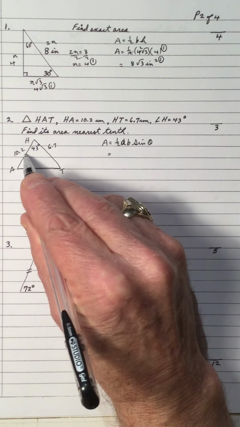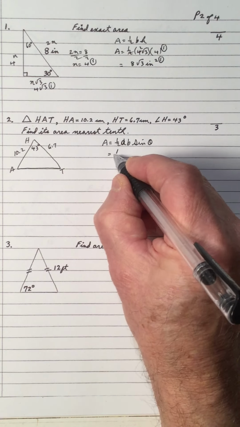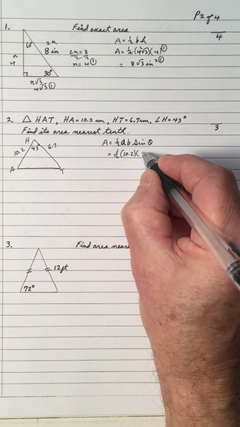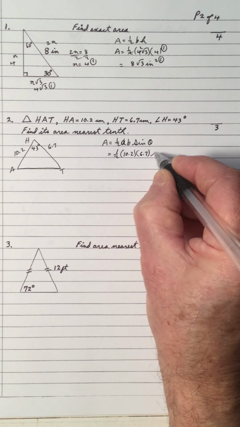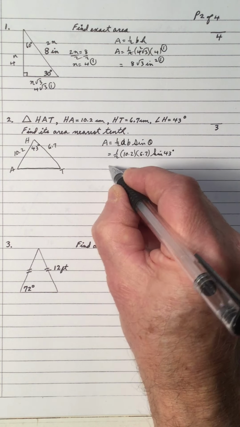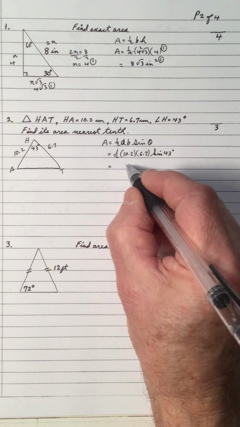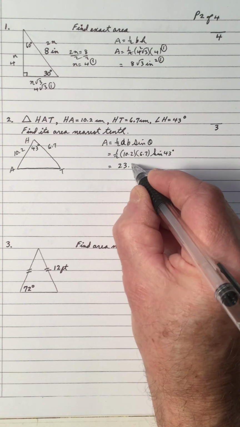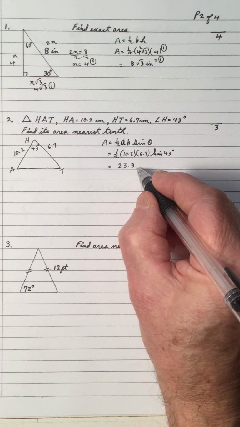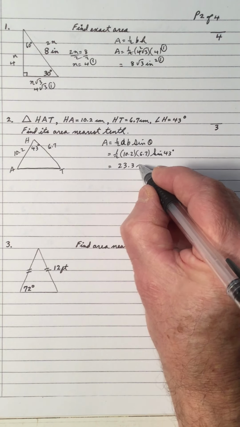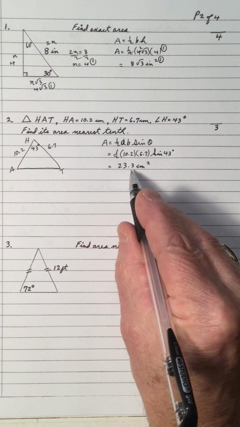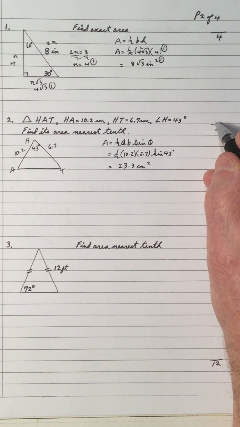So we do have 2 sides and the included angle. So the side A is 10.2, B is 6.7, and the sine of the included angle is 43. When you sub all that into your calculator, it comes out to be 23.3, to the nearest tenth, and it's centimeters, so it's square centimeters. So if you have 23.3 square centimeters, give yourself 3 marks.